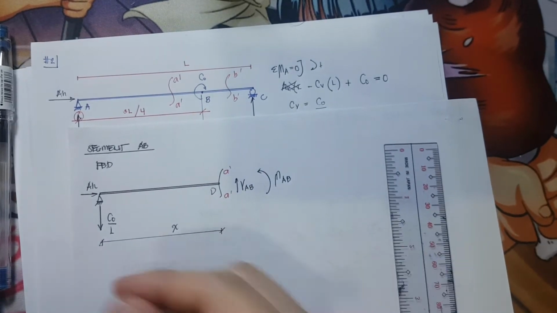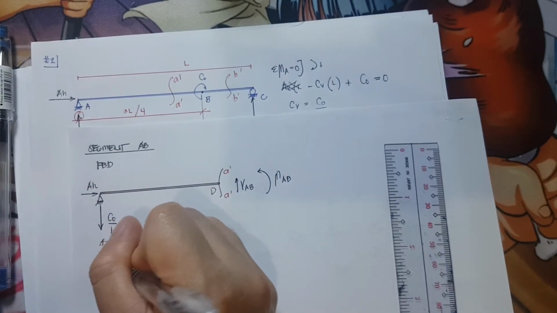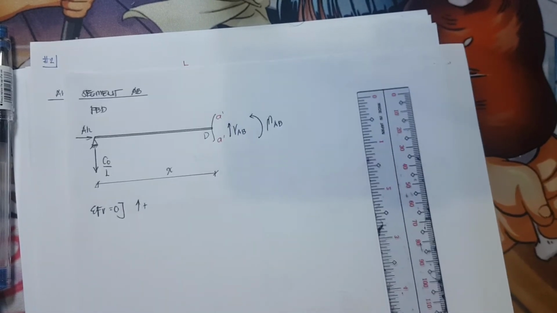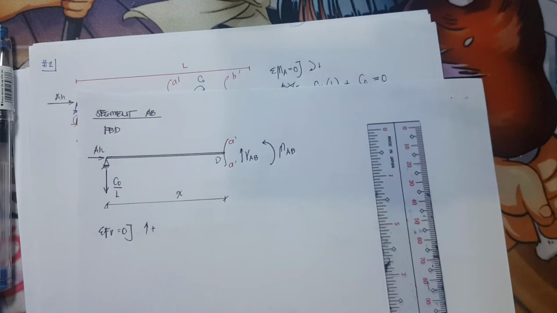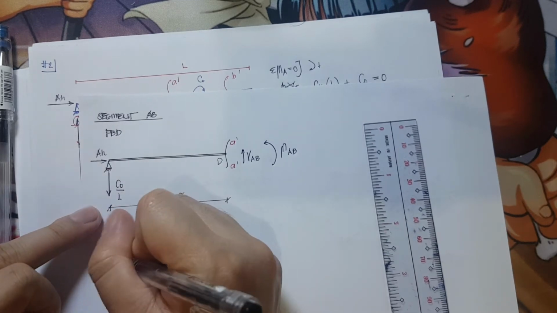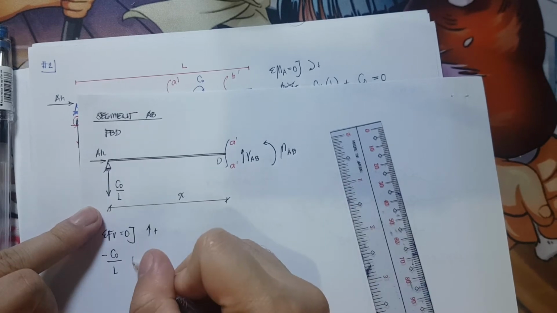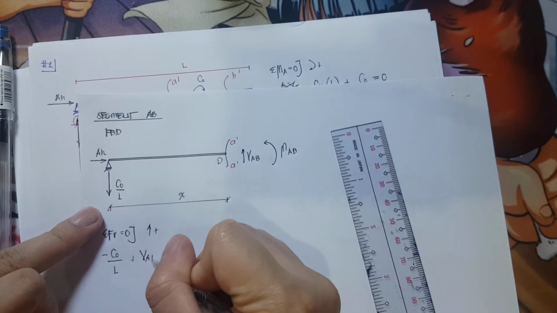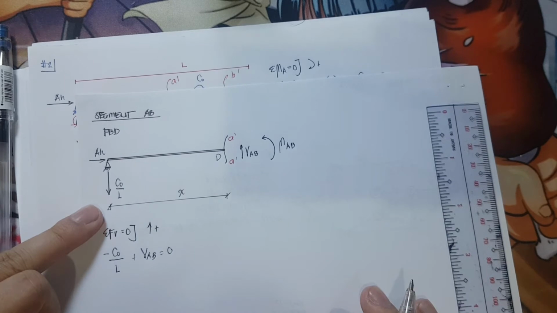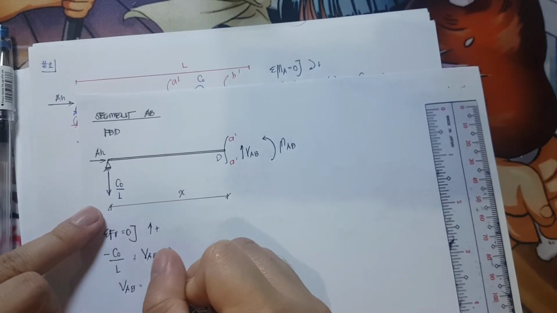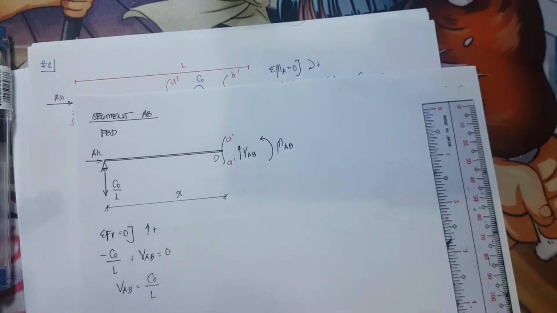Okay. So summation of forces vertical is equivalent to 0. All forces that are pointing upward should be positive. So what are those forces? So we have negative C₀ over L plus shear AB is equivalent to 0. Therefore, shear AB is equivalent to C₀ over L.